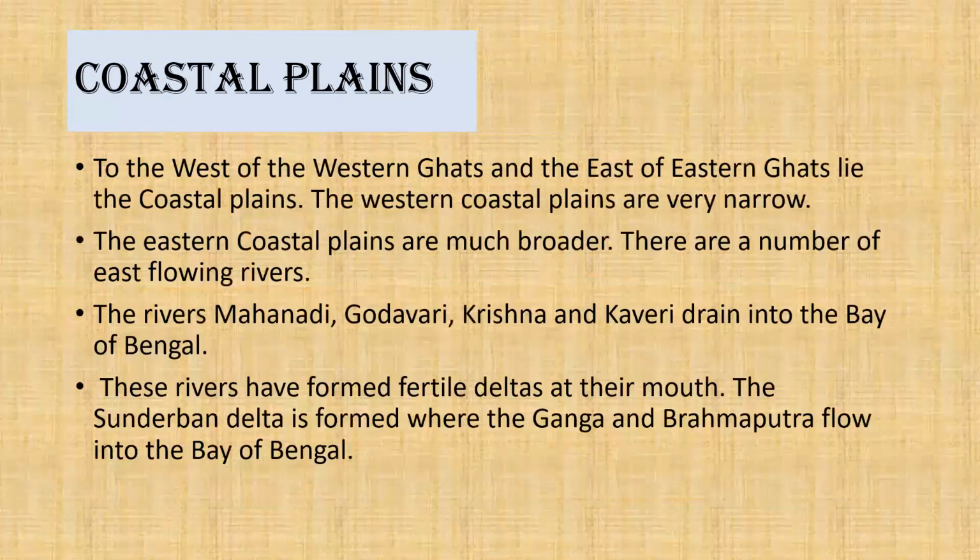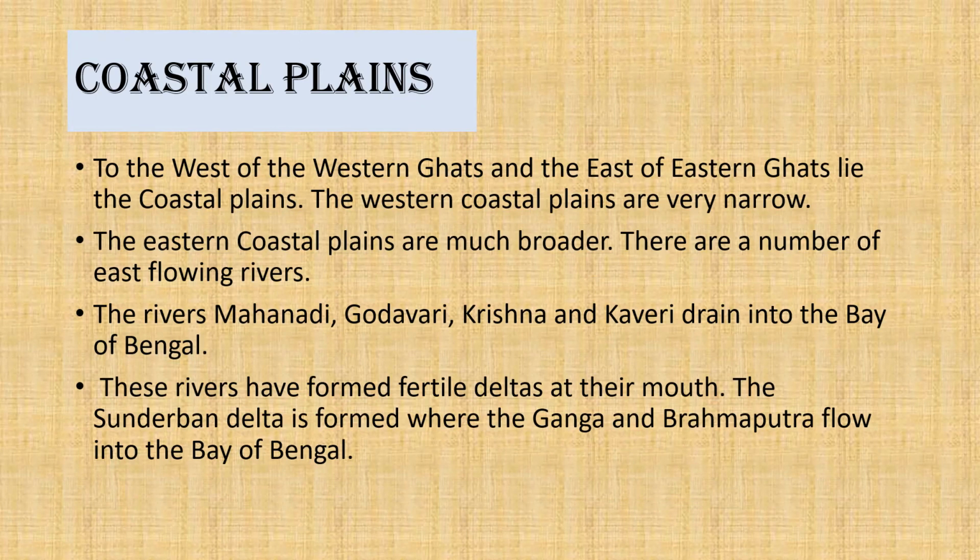Let us move ahead and know about the coastal plains. To the west of the Western Ghats and the east of the Eastern Ghats lie the coastal plains, and the western ones are very narrow plains. The eastern coastal plains are much broader. There are a number of east-flowing rivers, the Mahanadi, Godavari, Krishna, and Kaveri, which drain into the Bay of Bengal. And students, these rivers formed fertile deltas at their mouths. The main delta is the Sundarban Delta, where the Ganga and the Brahmaputra flow into the Bay of Bengal.